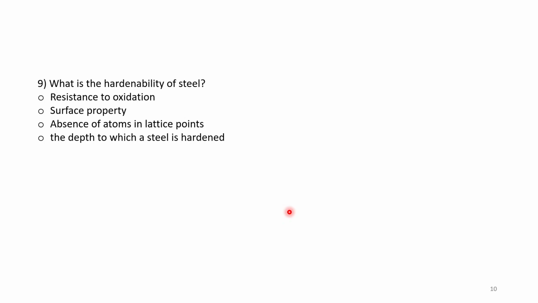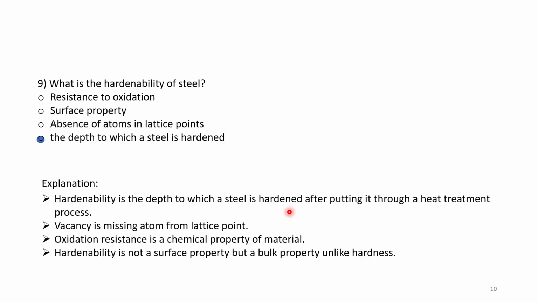The next question is, what is the hardenability of steel? Your options are resistance to oxidation, surface property, absence of atoms in lattice points, or the depth to which a steel is hardened. The last one will be the answer. Hardenability is the depth to which steel is hardened after putting it through the heat treatment process.